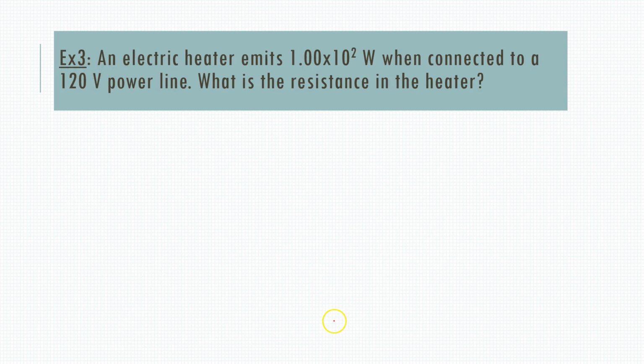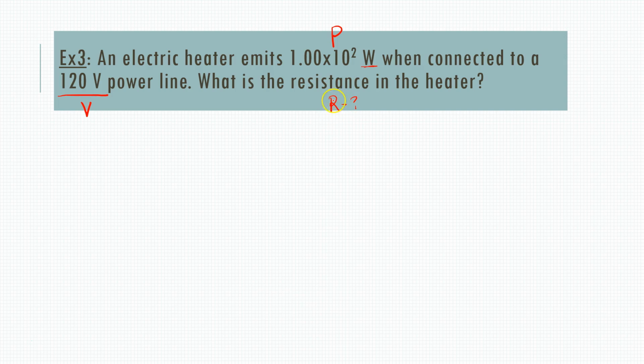Well, here we have an electric heater that emits 100 watts when it's connected to a 120 volt power line. We know that watts measures power, so what it gave me was P. And when it's connected to 120 volts, we know that this measures voltage, because I see it's in volts. Volts is voltage. What is the resistance? It wants R.